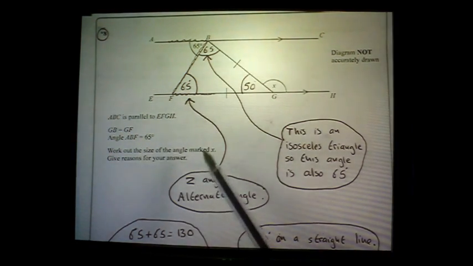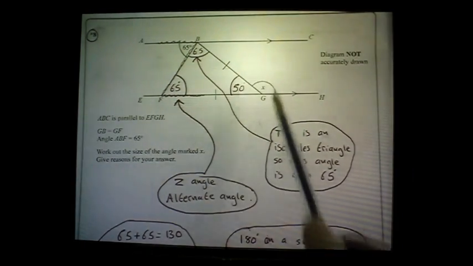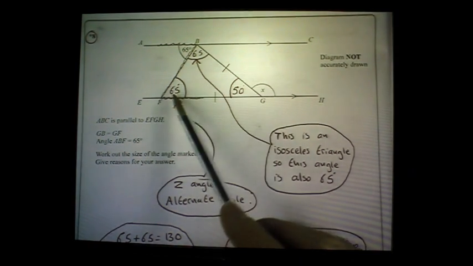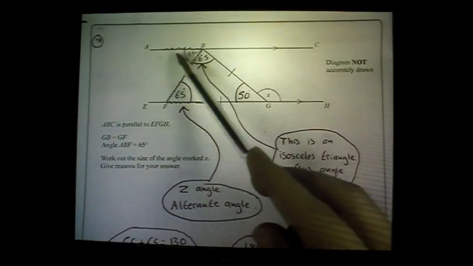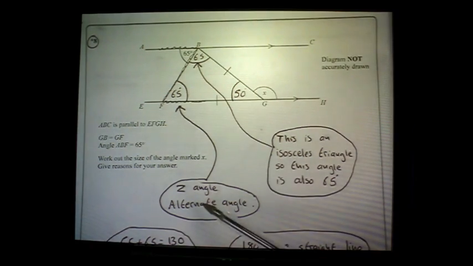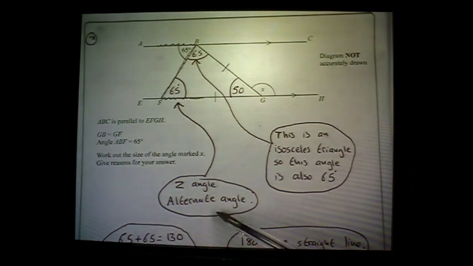Angle ABF is 65 degrees. ABF is there, 65 degrees. And work out the size of angle marked X. All right, I'll talk you through what I've done. First of all, I worked out this one. Because these two lines are parallel, and you can see I've drawn it on there, there's a Z angle going on here. So that means that is 65. And I've drawn a little arrow, look, it's a Z angle because it's an alternate angle.